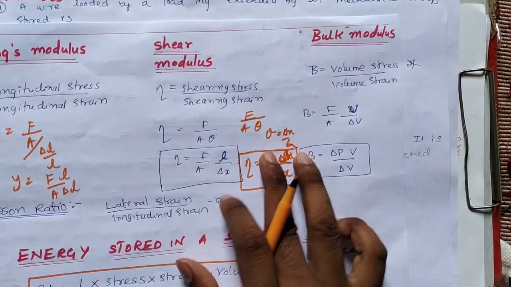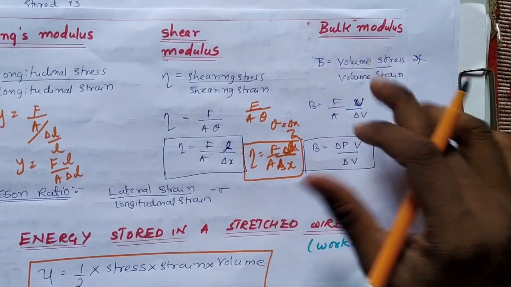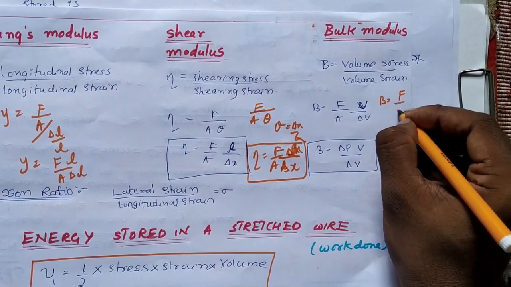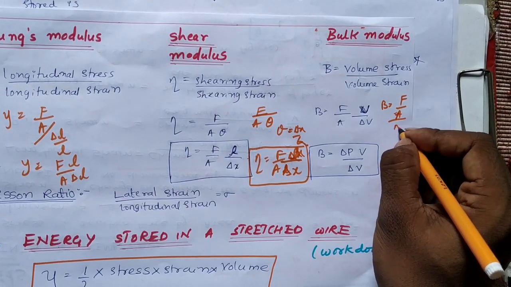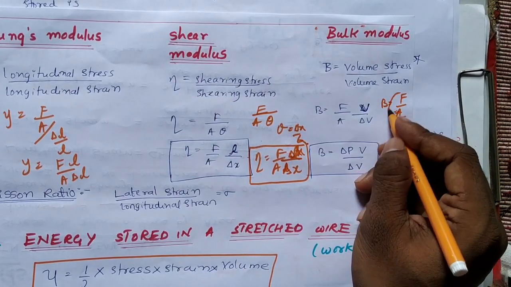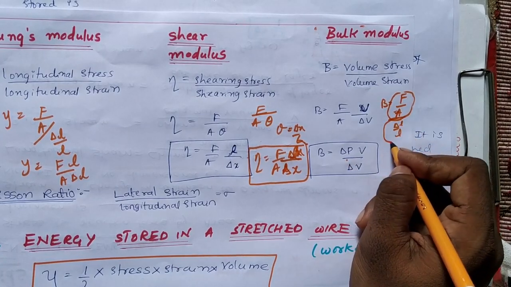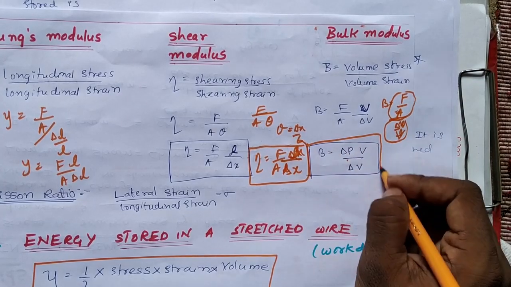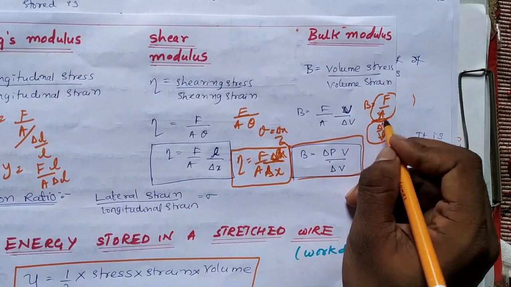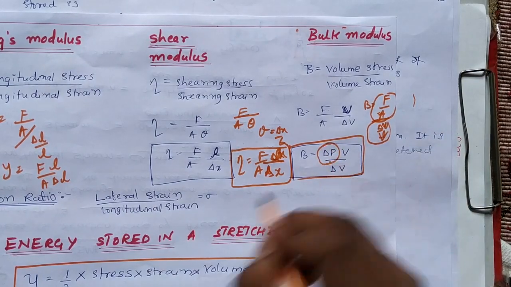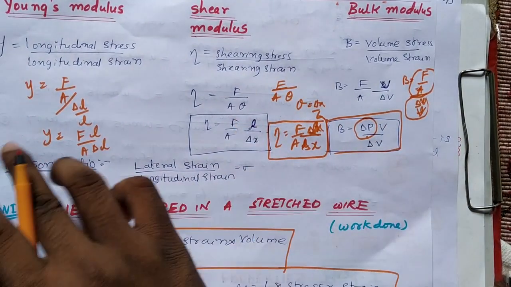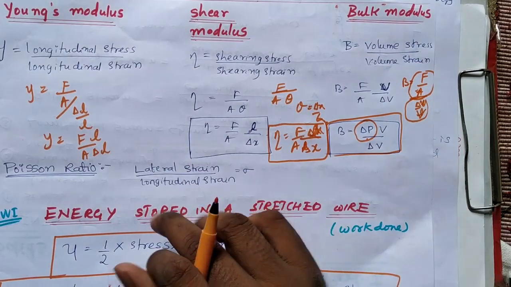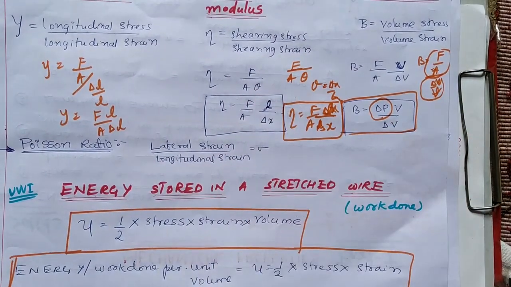Next, bulk modulus. This usually happens in a three-dimensional object. Bulk modulus is equal to volume stress by volume strain. Here volume stress is nothing but pressure. This is volume strain, delta V by V. So if V goes upside, it becomes B equals P V by delta V. In the place of volume stress, I have used pressure. So basically I have three formulas: Young's modulus for linear, shearing modulus for twisting, bulk modulus for three-dimensional. Here are the formulas.